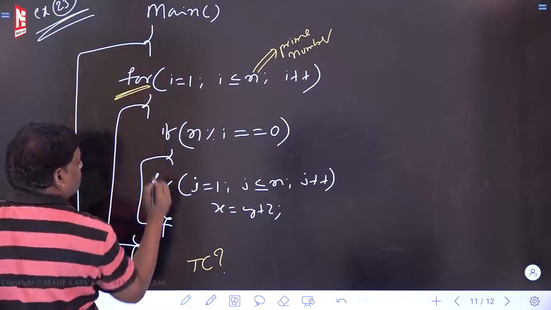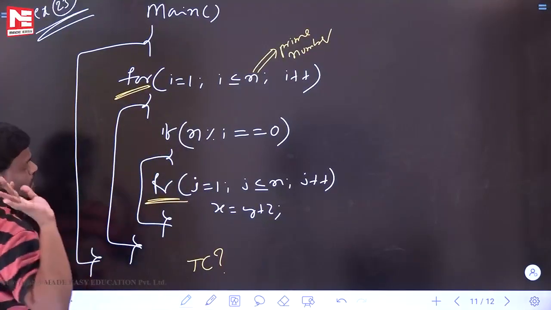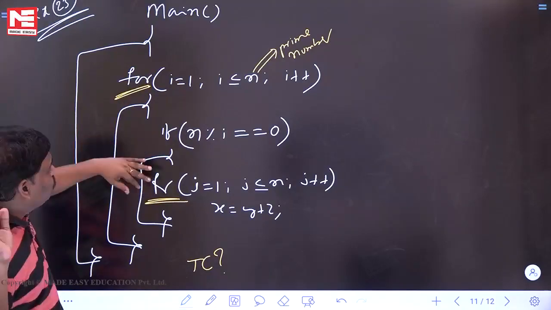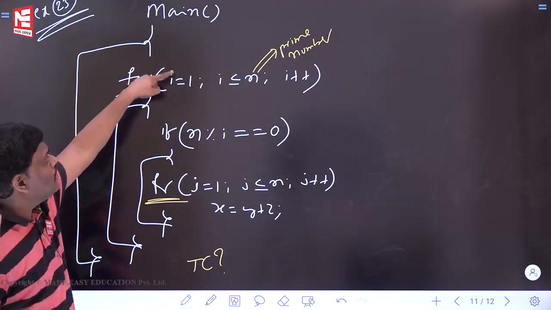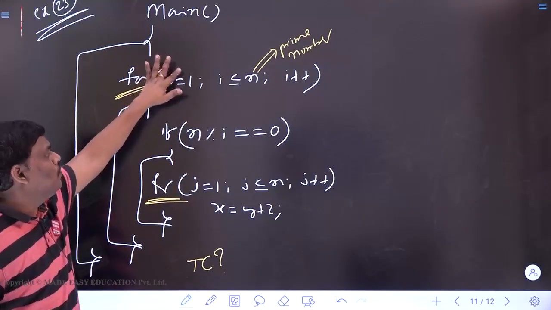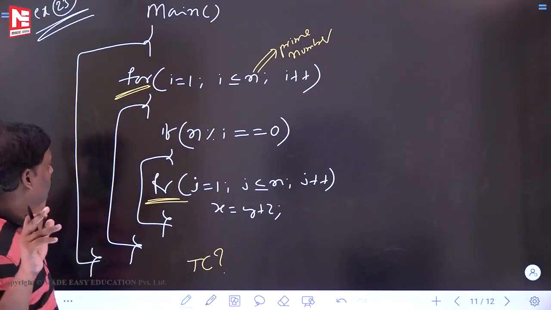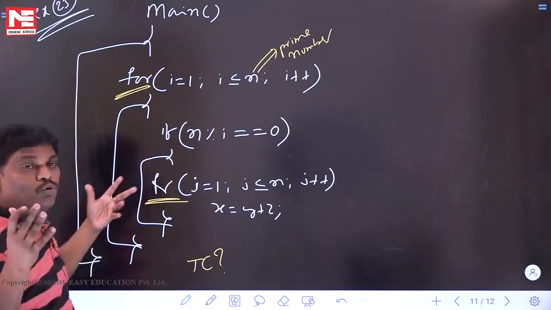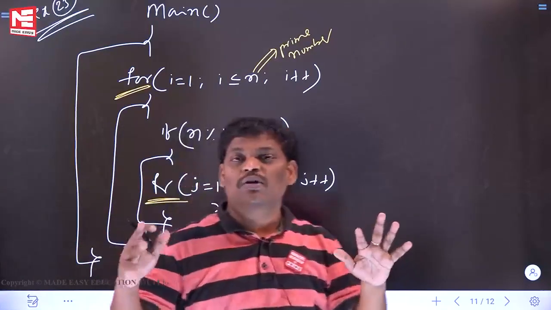It is also a loop, it is also a loop. 2 loops are there, that is okay. These are inner loops or outer loop? Inner loop. See this one. For each I value, I will go inside the J loop. So these are inner loops. Inner loops you know very well. What is the answer? Find individual and multiply.